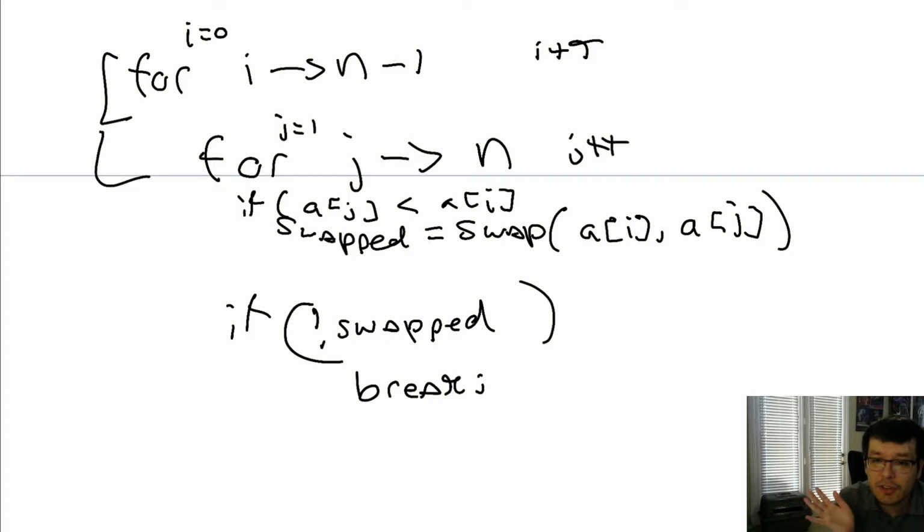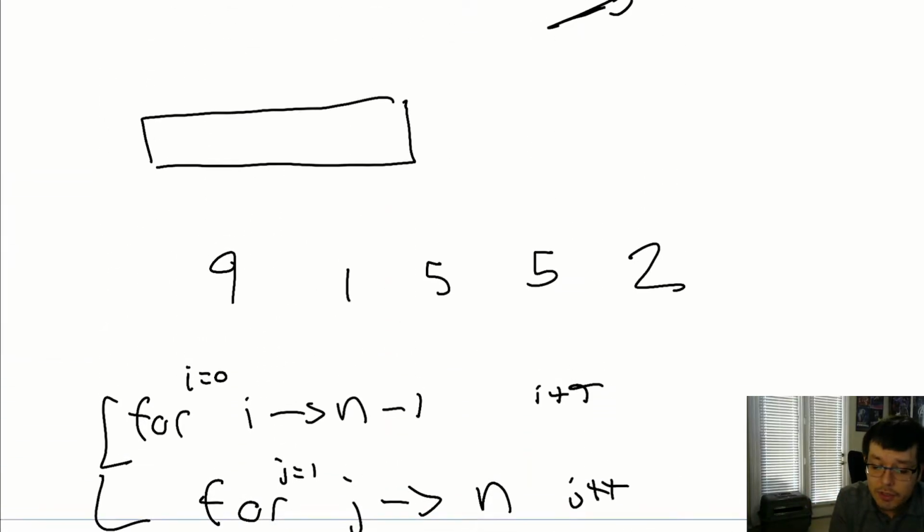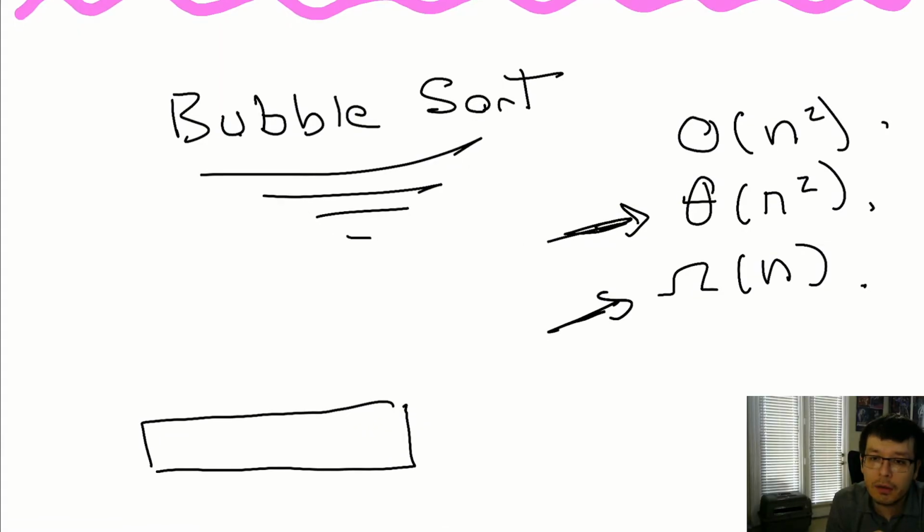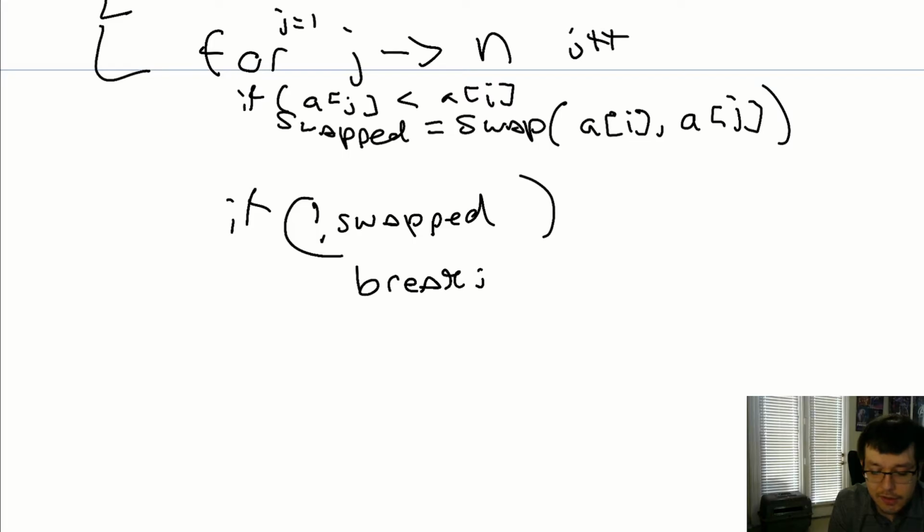So that's just an efficiency thing for bubble sort. If you don't do that little Boolean check, then this would be omega of n squared as well. So that's one of the things you can do to optimize it.